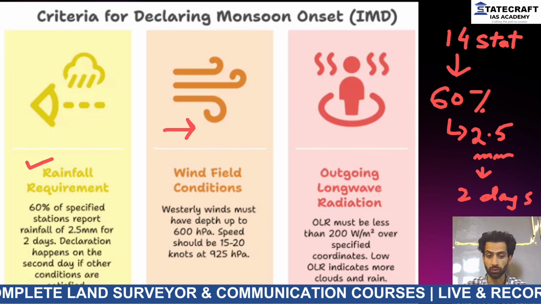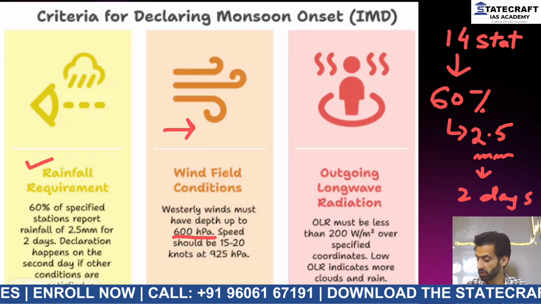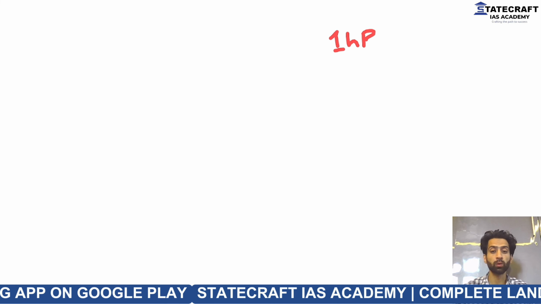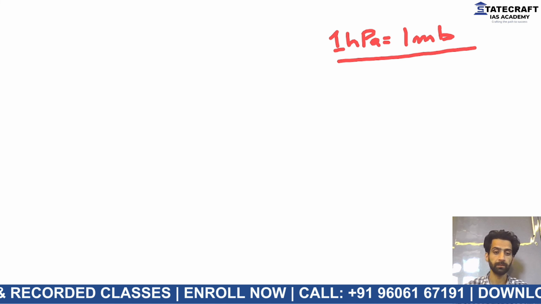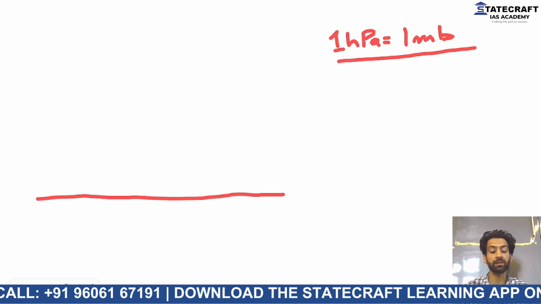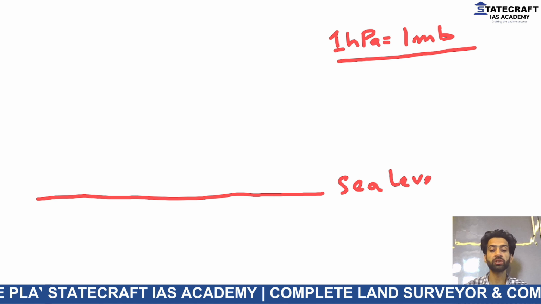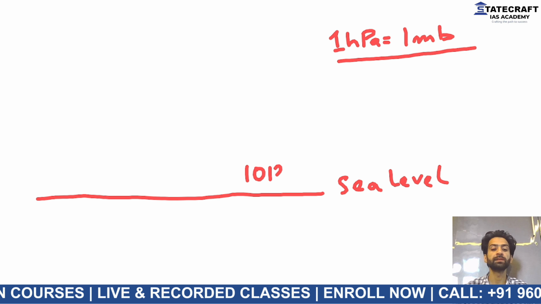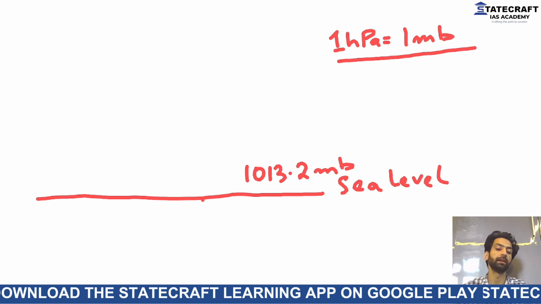How? Listen to me. The wind at 600 hectopascals. Listen to me first. 1 HPA is equivalent to 1 millibar. Okay? Remember this. When we talk of ground level or sea level, what is the pressure at sea level? 1013.2 MB. This is the pressure at sea level.